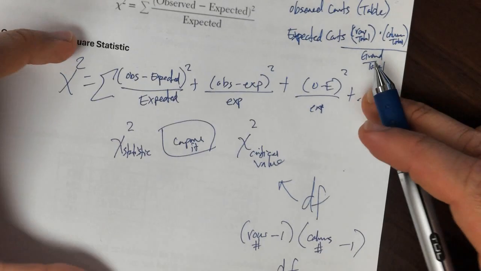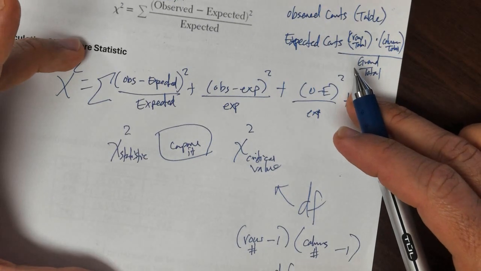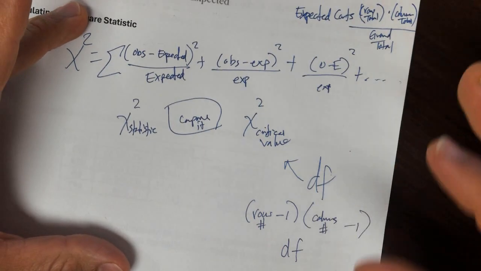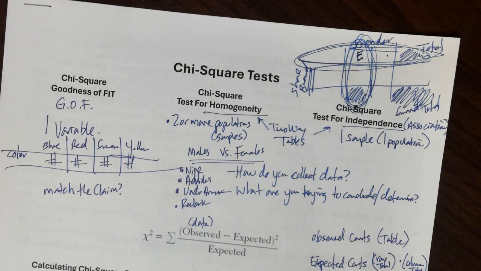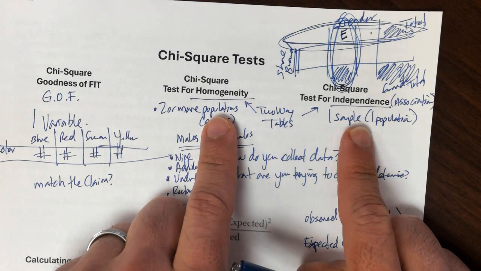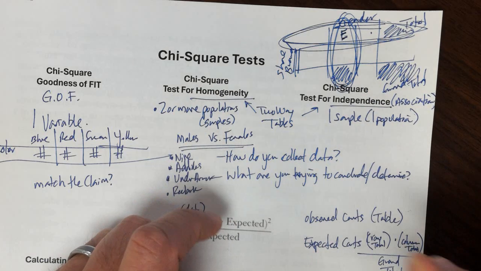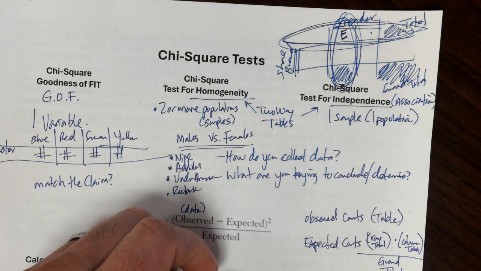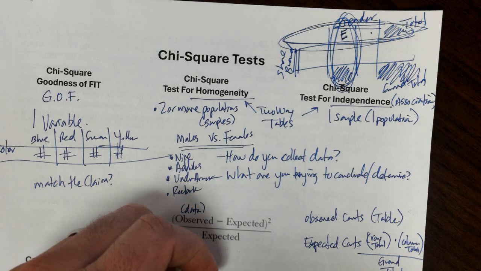The calculation here does not change. The expected counts do not change. The observed, the formula, the degrees of freedom, nothing changes for any of these tests. The only thing that changes is which test we're using, right? What is our conclusion going to sound like when we write it out? What are our null and alternative hypotheses going to sound like when we write it out?